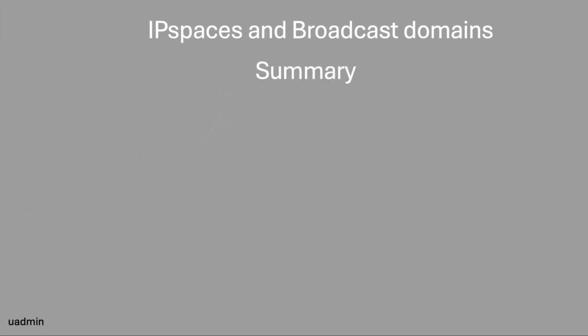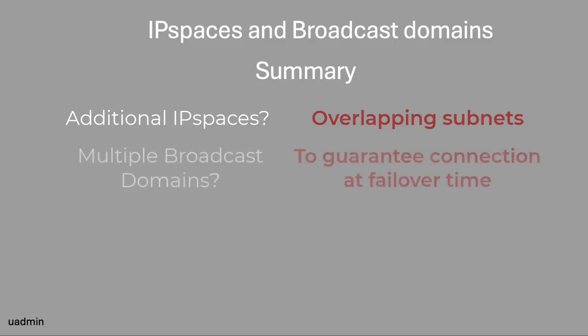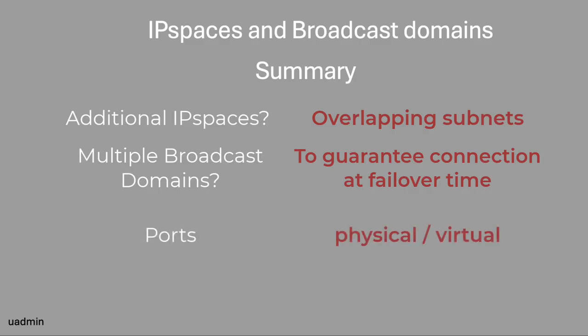So in summary, the creation of additional IP spaces is only necessary when you have to allow for overlapping subnets. And the creation of multiple broadcast domains in a single IP space is very common because it guarantees the correct failover of LIFs. And next to physical ports, we have interface groups and VLAN ports. And finally, there are LIFs or logical interfaces which contain an address for clients to access the storage.